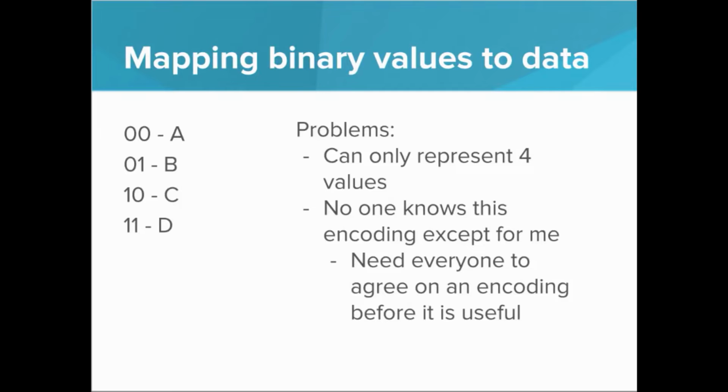The second problem is that no one knows this encoding except for me. If I were to make my own file of zeros and ones that needed to be interpreted this way in order to make sense, I would need the entire world to know about this encoding. And encoding has value once everyone agrees on using it. That way, all machines using this encoding can actually communicate with each other.